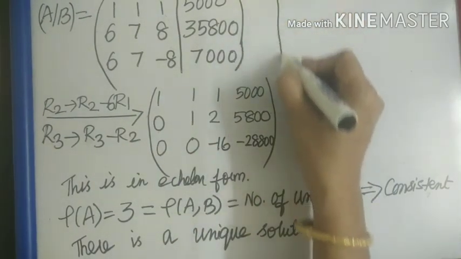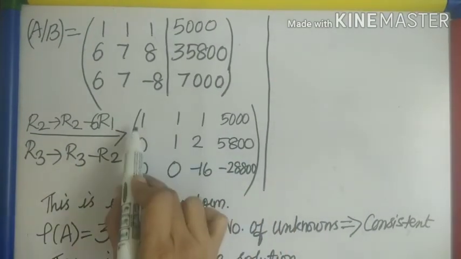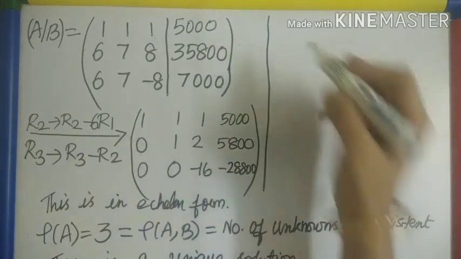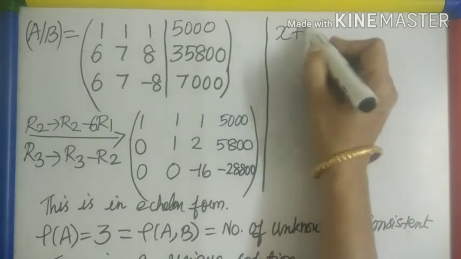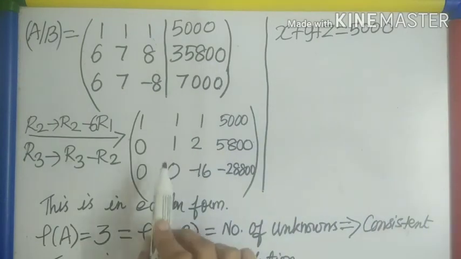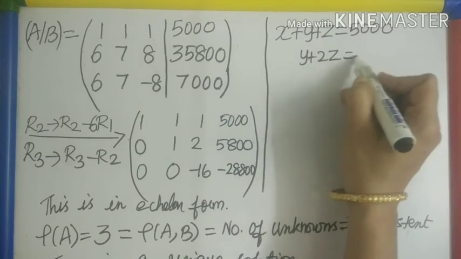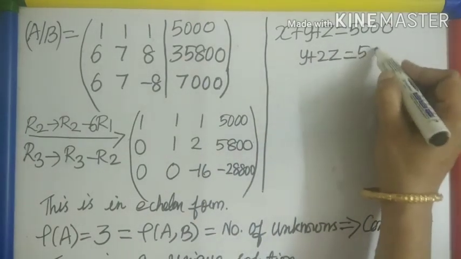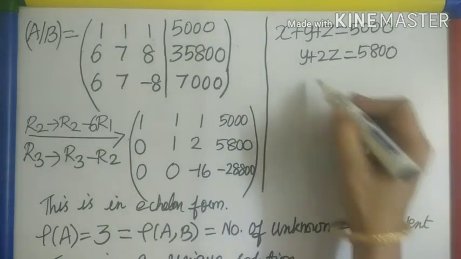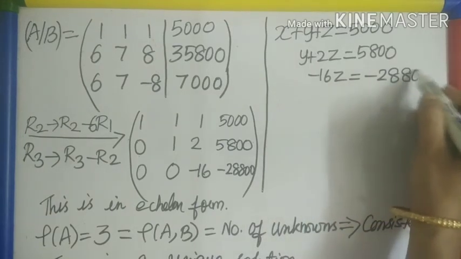So how will you write the equations? 1, 1, 1 multiply by x, y, z. X plus y plus z equal to 5,000. So first equation, x plus y plus z is equal to 5,000. Second equation, y plus 2z equal to 5,800. And third equation, this is 0, this is 0. Only this is left out. Minus 16z is equal to minus 28,800.